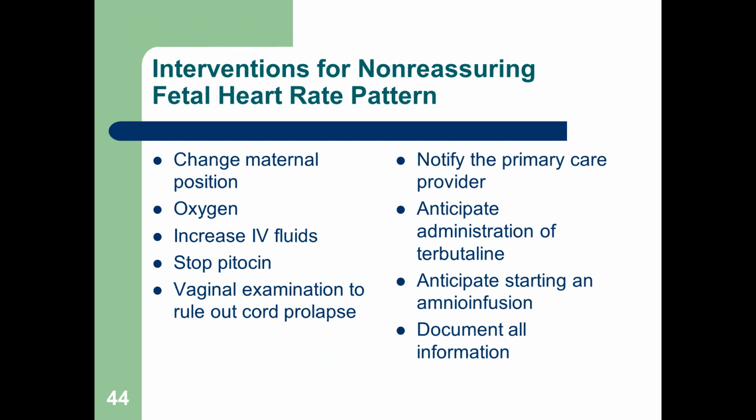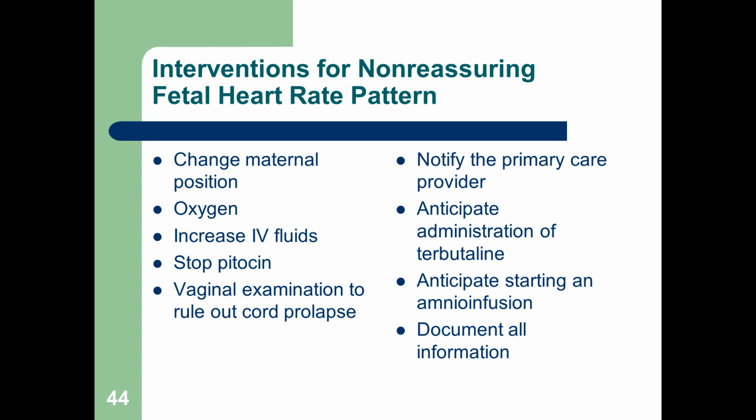Interventions for non-reassuring fetal heart rate pattern. Well, let's say that we've got some late decels and or the pattern's looking very ominous. You're going to do what's easiest first. Change their position, give them oxygen, increase their fluids, boost their fluids up, stop the pit. We don't want to continue to stimulate the uterus. You'll do a vag exam to rule out a cord prolapse, because if we've got a prolapse cord, we've got to flip them up, get them in a knee chest.